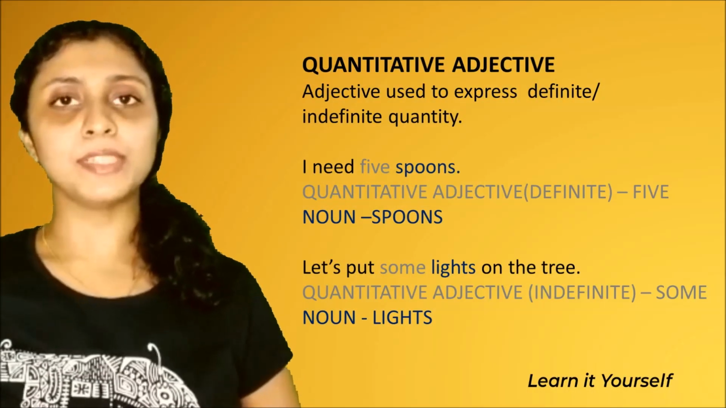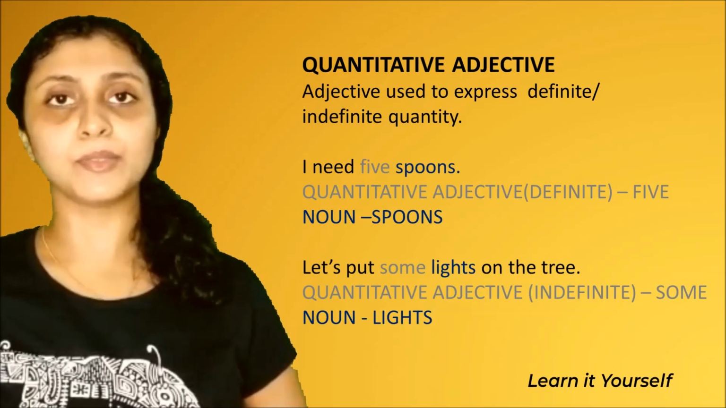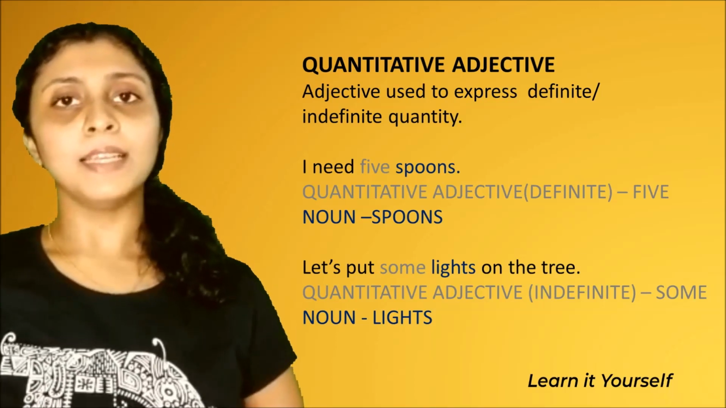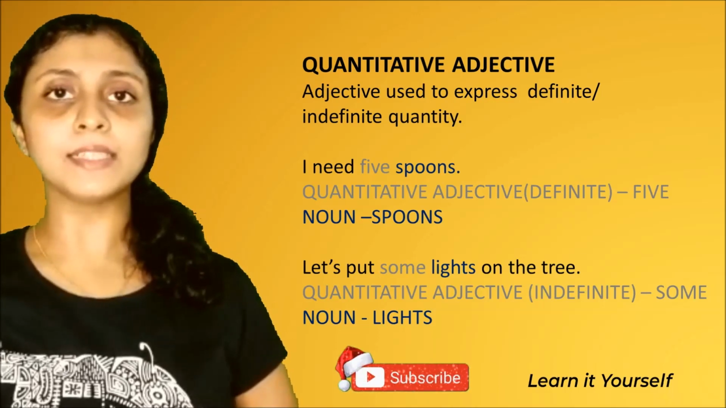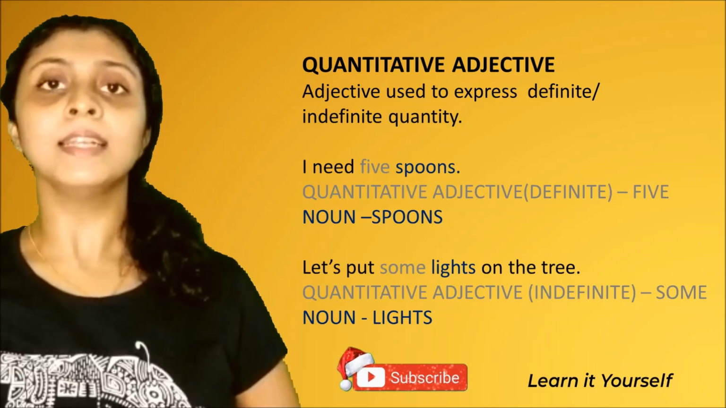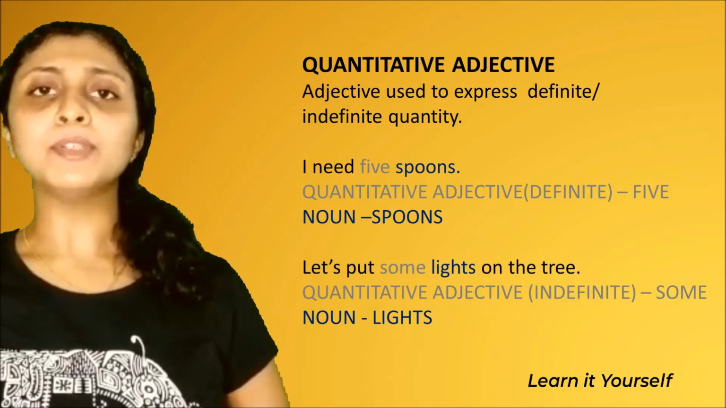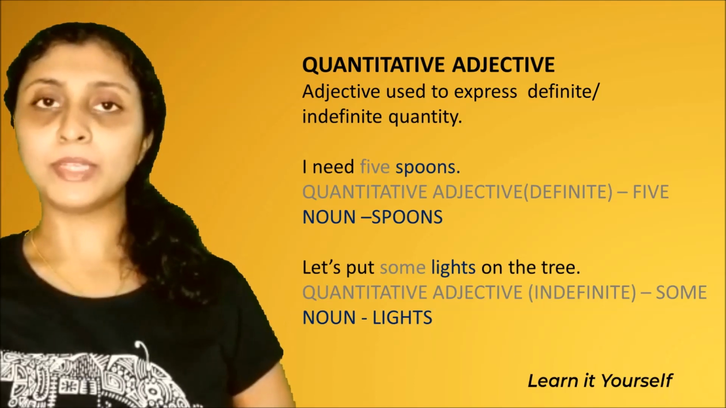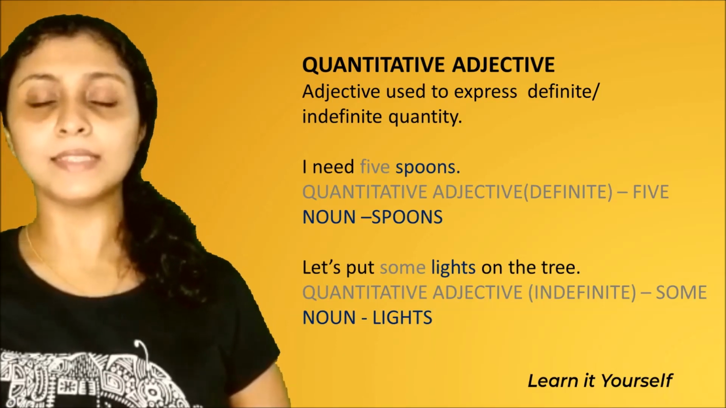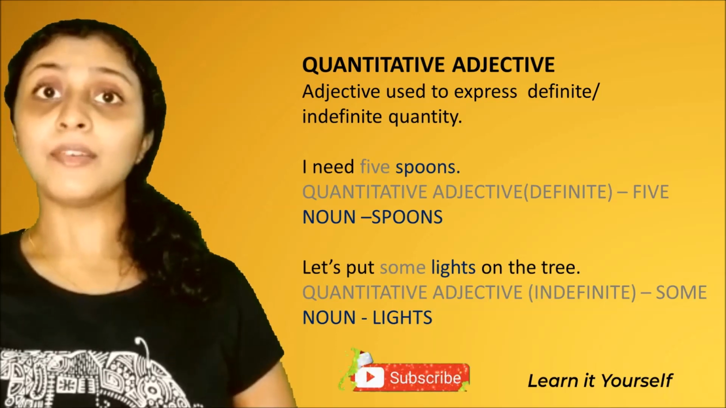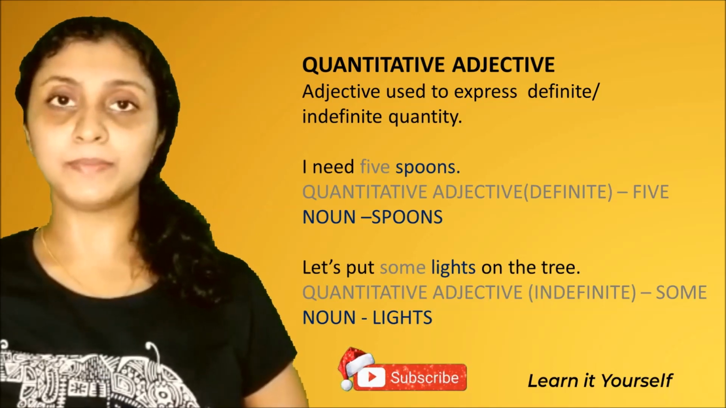How do you express quantity? You may use numbers or fixed measurements to express quantity. Suppose I say, I need 5 spoons. Here, 5 is a definite number and therefore it is a definite quantitative adjective. But what will you do when you're not able to express in terms of numbers or measurements? You may use certain words such as some, little, more, enough, etc. So these words are referred to as indefinite quantitative adjectives because it cannot be measured.